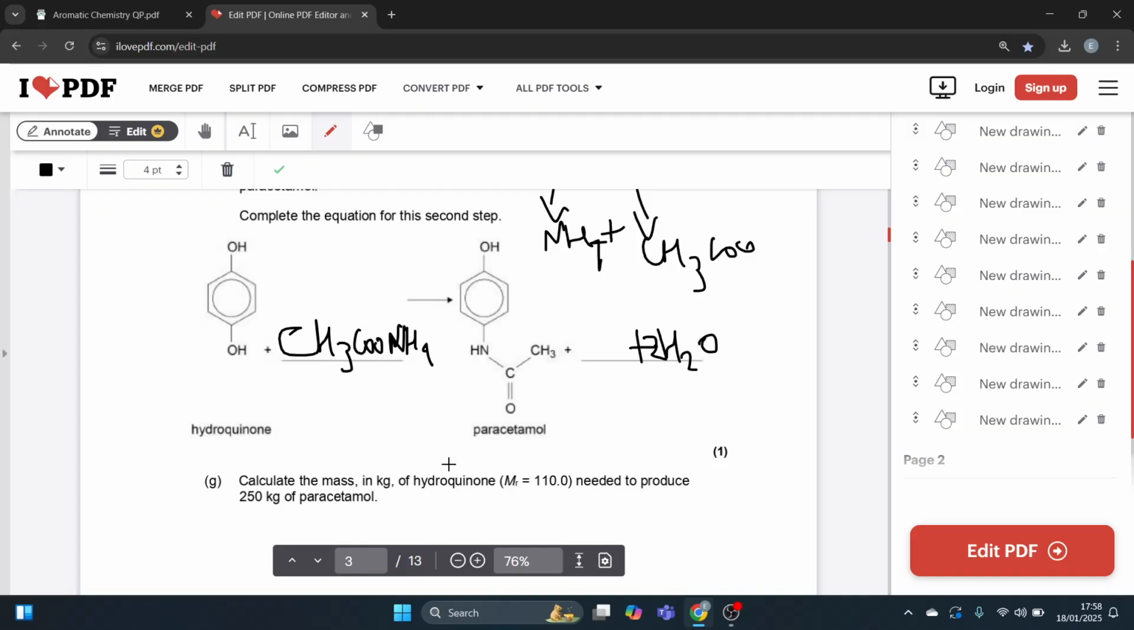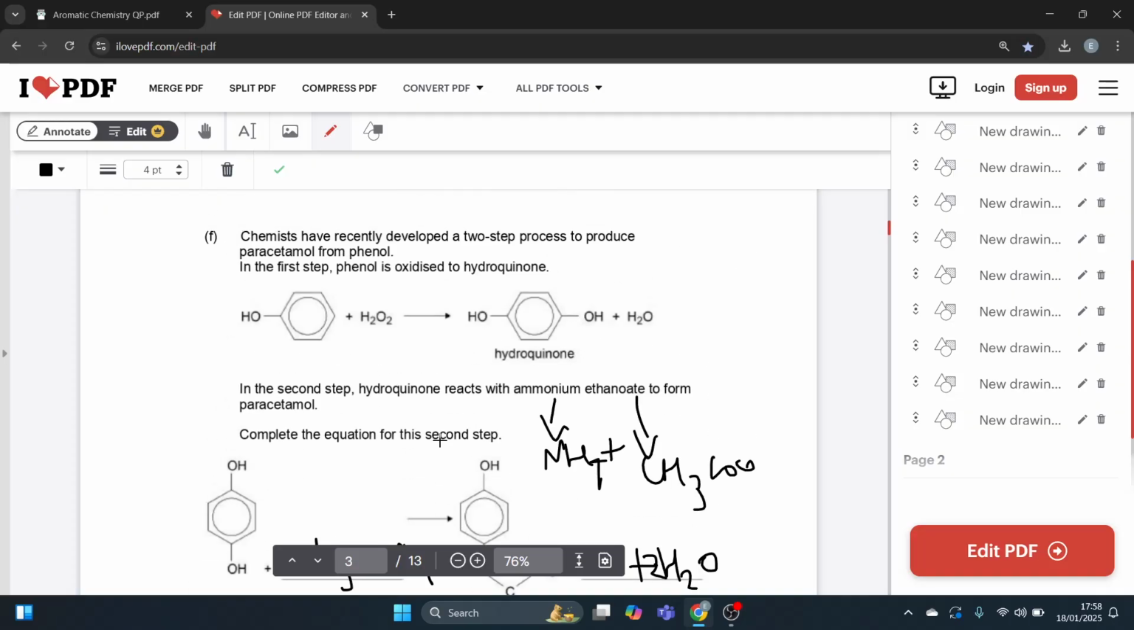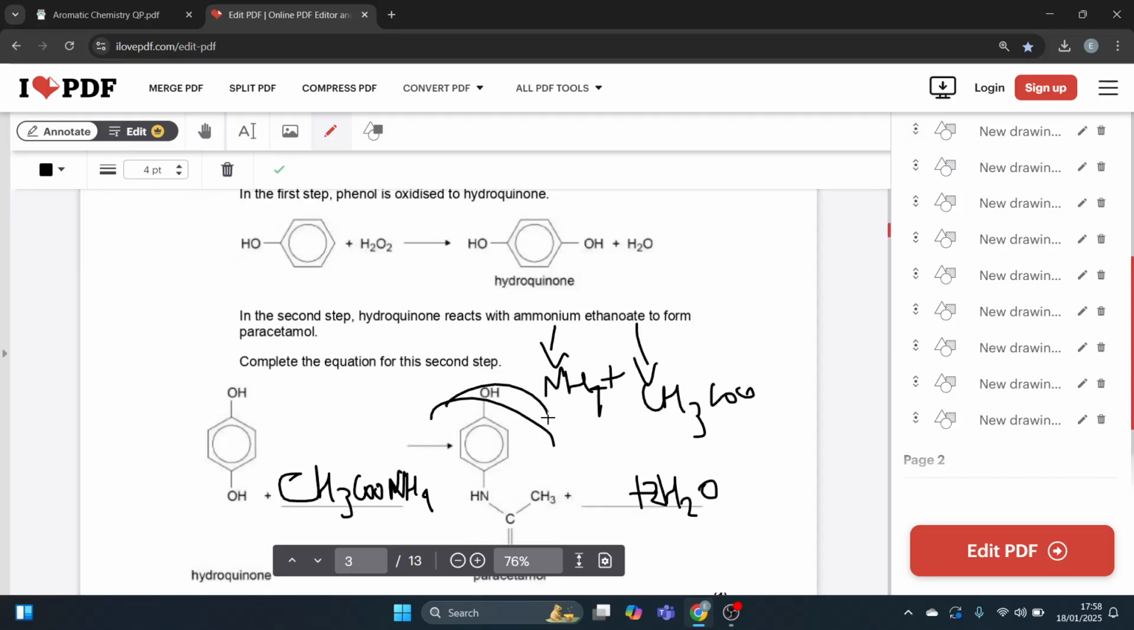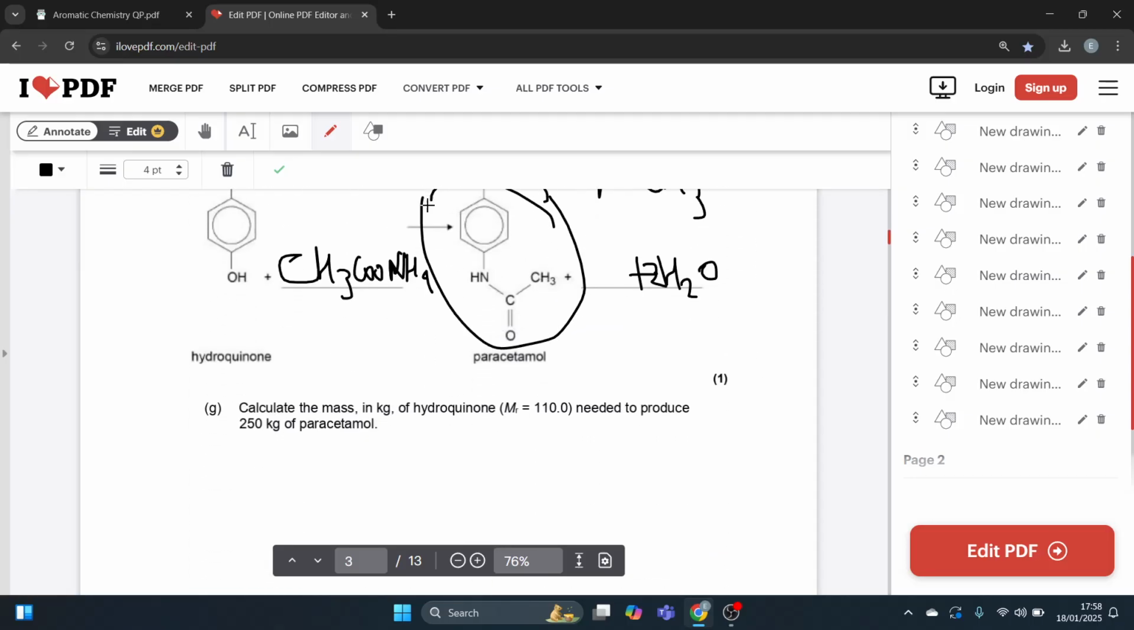Calculate the mass in kilograms of hydroquinone needed to produce 250 kg of paracetamol. So this is paracetamol, and I'm given the mass of paracetamol. I'm not given the Mr of paracetamol.